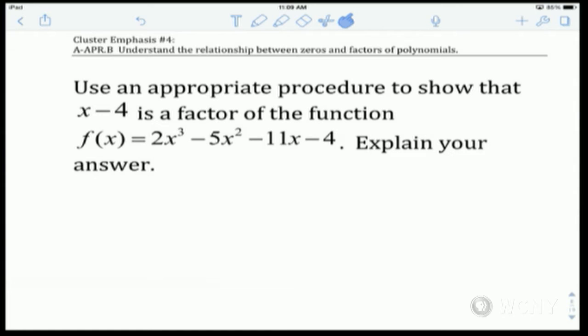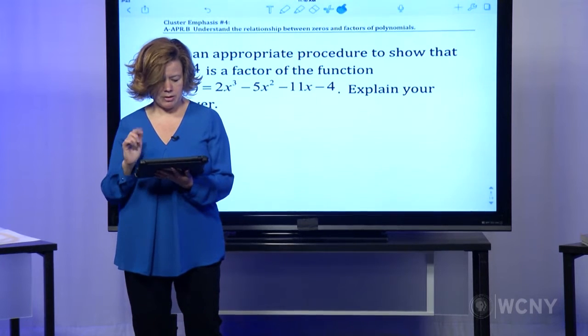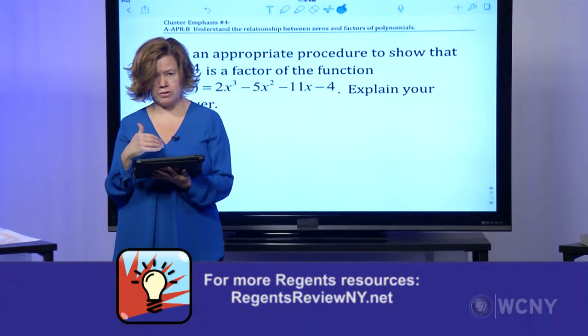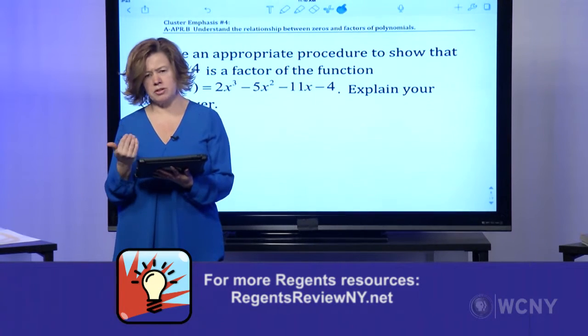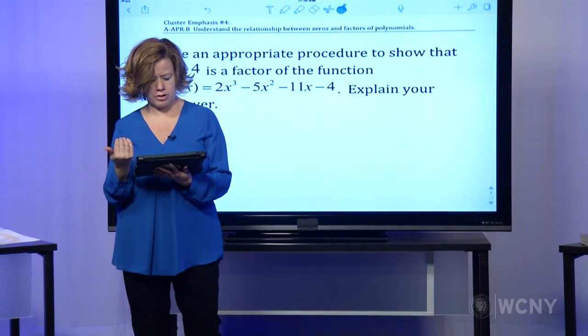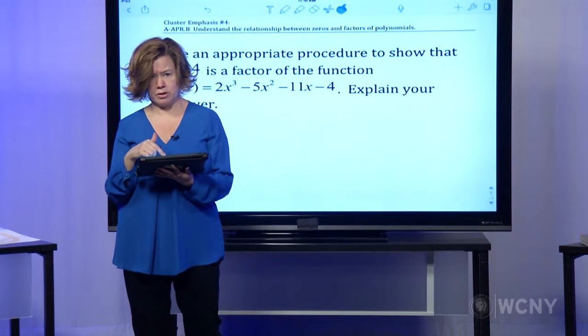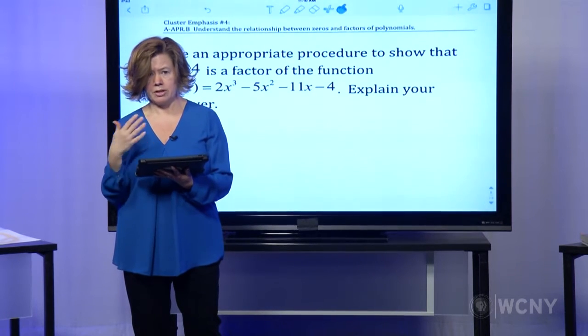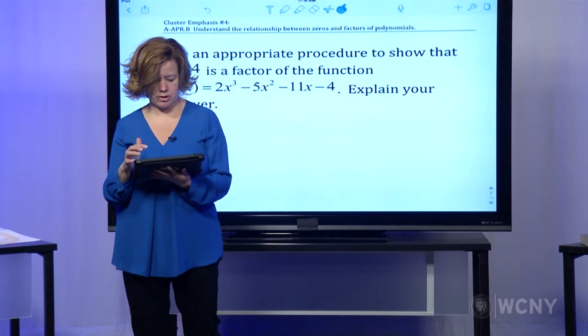What I like about this problem is it says use an appropriate procedure, so you have choices. I think what they were hoping you would do is know the remainder theorem. If x minus 4 is actually a factor of that function, that means that if you plug 4 in, you'll get 0 back out. That's the quickest way to solve it, and that's my first suggestion.